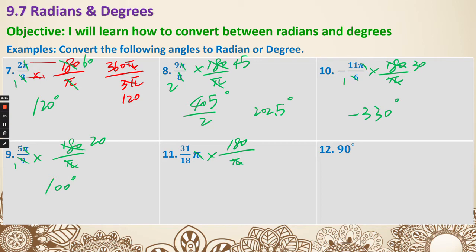Pi is gone, because this pi is basically just on the top, so we can cancel them out. Divided by 18, that's 1. Divided by 18, that's 10. So it's 310 degrees. Next, you're given a degree.